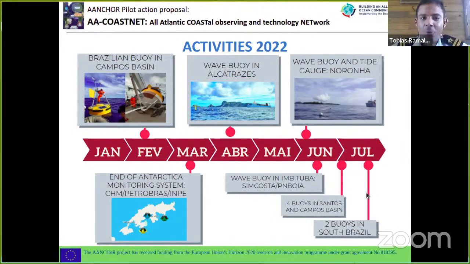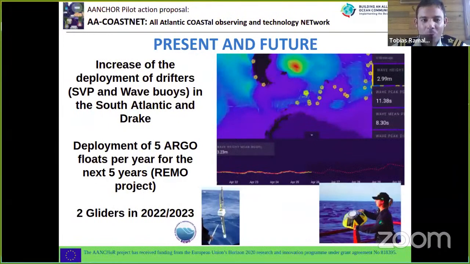For the present and future, we want to increase the number of drifters in the South Atlantic and Drake. So the drifters are SVP drifters and wave buoys. So this is an example of the wave buoys that we deployed in Drake at the end of last year. We also want to start the deployment of 5 Argo floats per year for the next 5 years. This deployment of Argo floats is a part of the HEMO project.